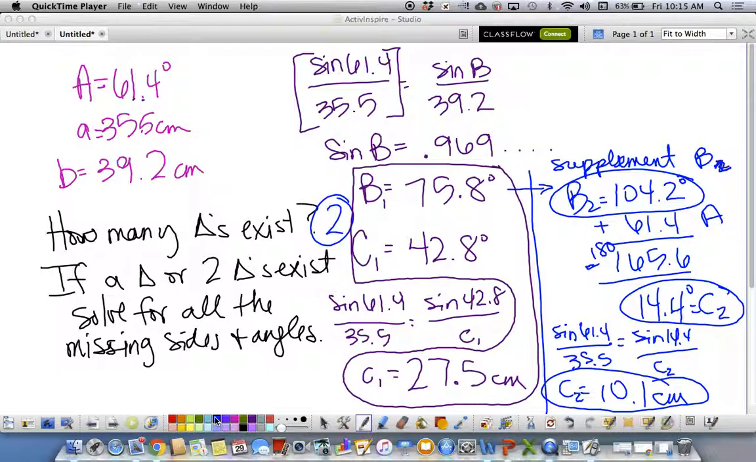Do I need to know the length of the side of B2? Yes. The side length for B is already given to you. What's given to you cannot change. Are you good? Yes. All right. Of course, let's do another one.